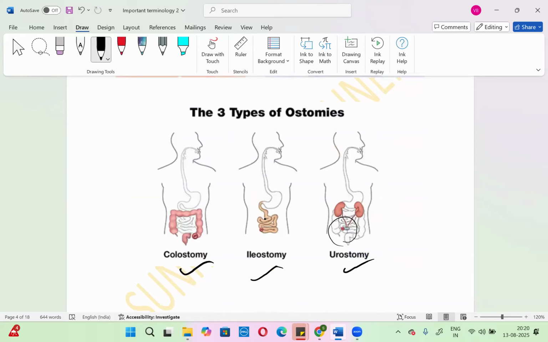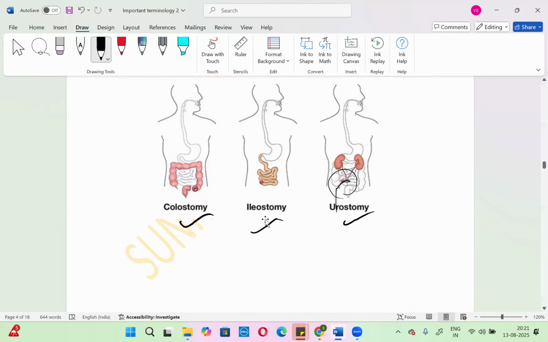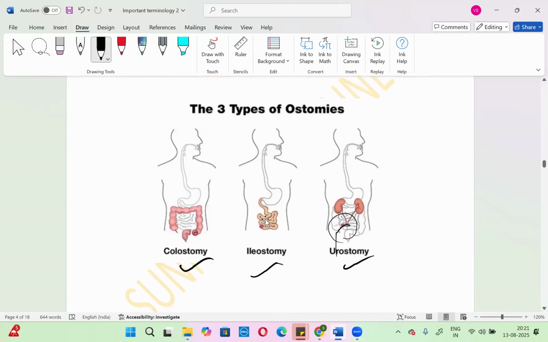Why will they create this opening? Because to remove the waste from the body. Otherwise, it can lead to the death of the patient. So that is the reason they create it from inside to outside of the body to remove the waste. Okay. So these are the types of ostomies.